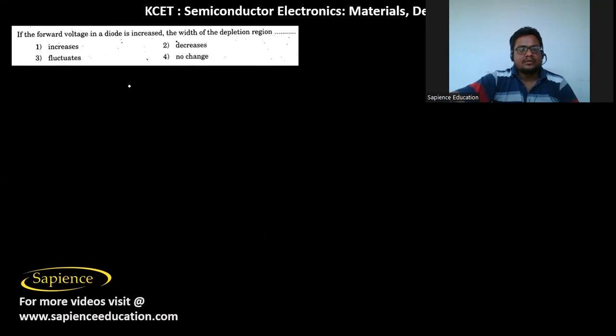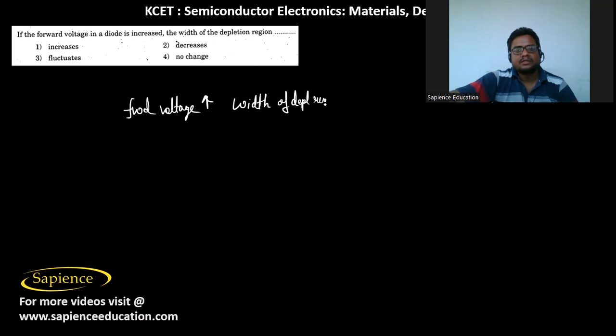Then it is told, if the forward voltage in a diode is increased, the width of the depletion region. So if the forward voltage increases, then the width of the depletion region decreases. And if the forward voltage decreases, then the width of the depletion region will increase. So they are inversely proportional. So option 2 will be the correct answer.